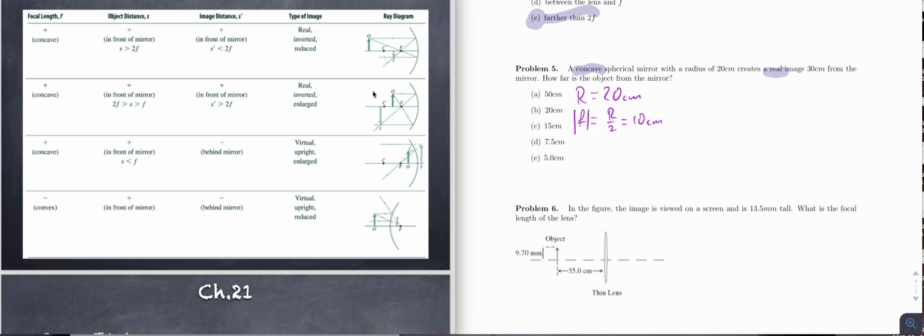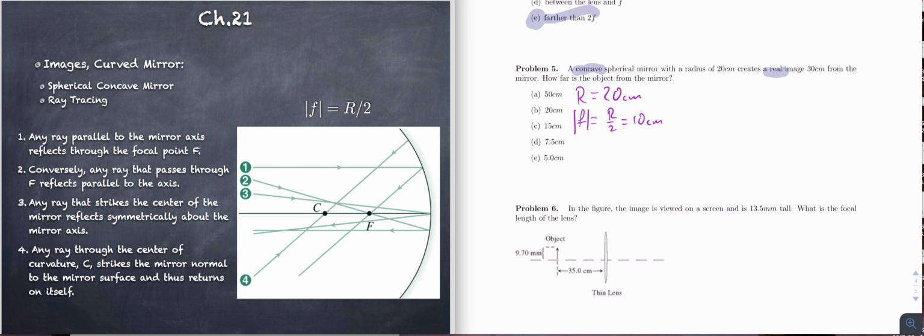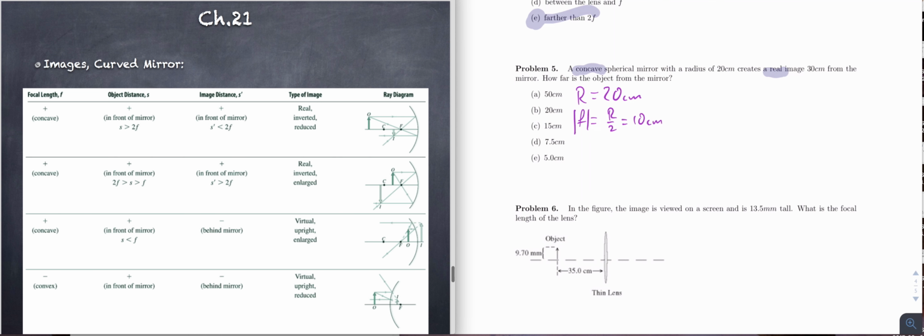Now, I don't know anything else, and that was up here on the ray tracing slide right here. So here's that equation. Let's go back to the table. Here we go.